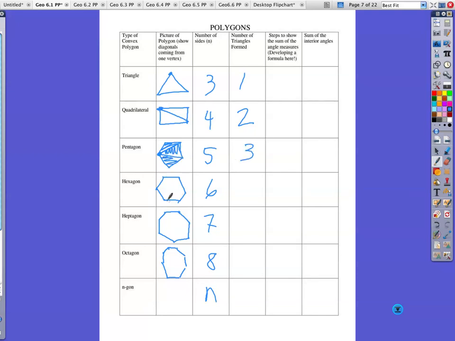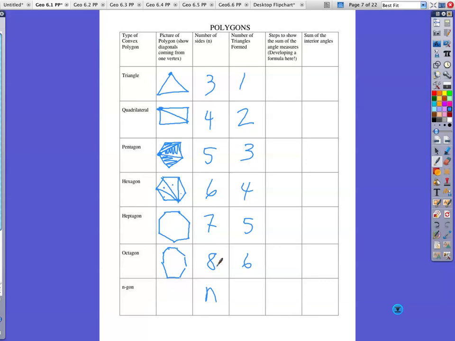Hexagon, pick a vertex. It doesn't matter which one. Go to all the other diagonals. Okay, I've got 1, 2, 3, 4 triangles. Do you see a pattern developing? Yeah, you betcha. Okay, 5 and 6. You're going to have to do that on your worksheet, though. I'm just not going to do it right here.